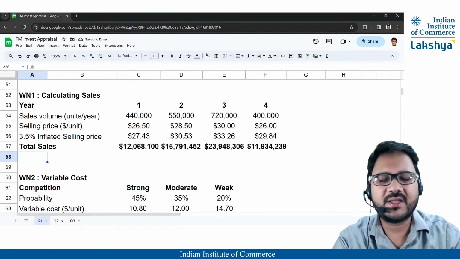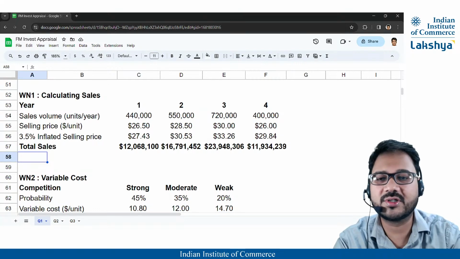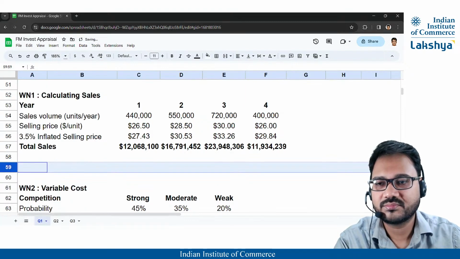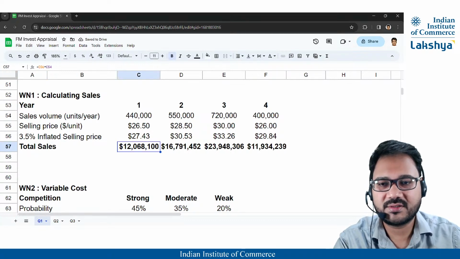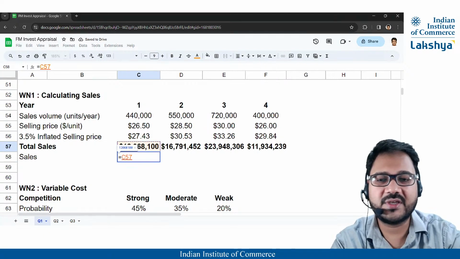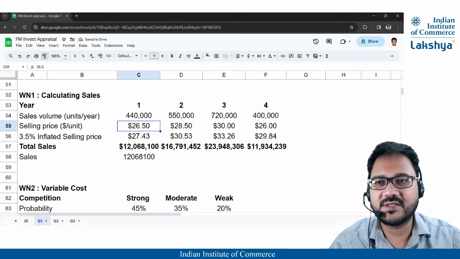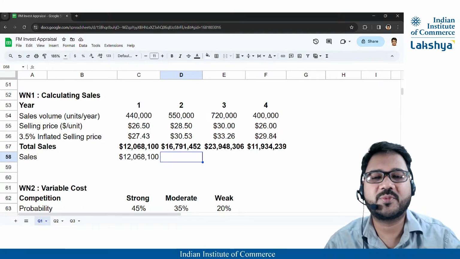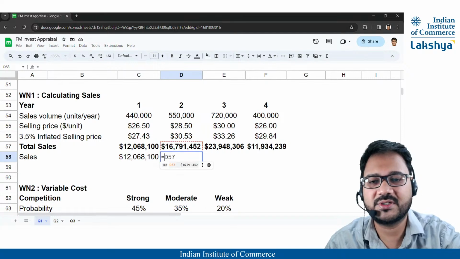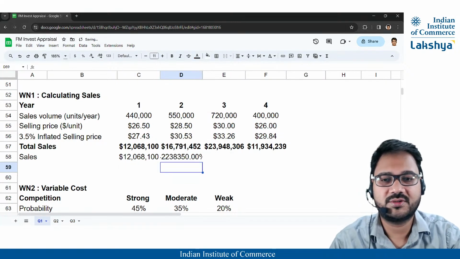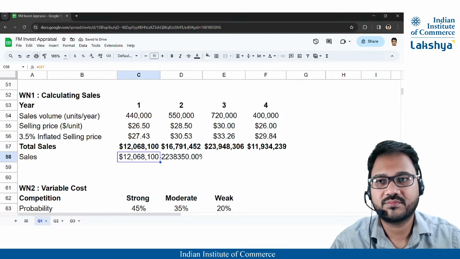Another way, which is very typical. They will just give you sales as on year one, so for example, if they have given you this sales, basically this has been given in the question, that sales is equal to $12 million, and inflation is 3.5. Subsequent inflation is 3.5%. So what you will do, this into 3.5%.